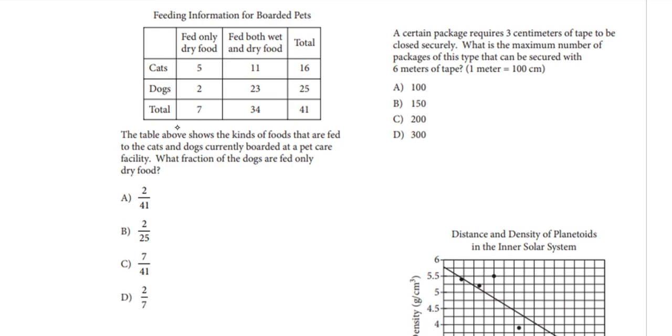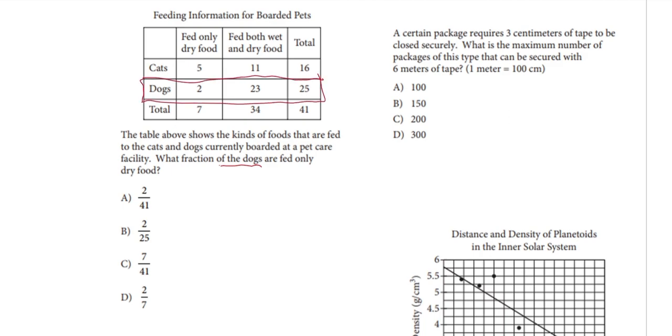Here we have a table between cats and dogs, and the number of each animal that is fed dry food and both wet food and dry food. The table above shows the kind of foods that are fed to the cats and dogs currently boarded at a pet care facility. What fraction of the dogs are fed only dry food? This question is worded very particularly because it asks what fraction of the dogs are fed dry food. So the only thing that we're focusing on is the total number of dogs.